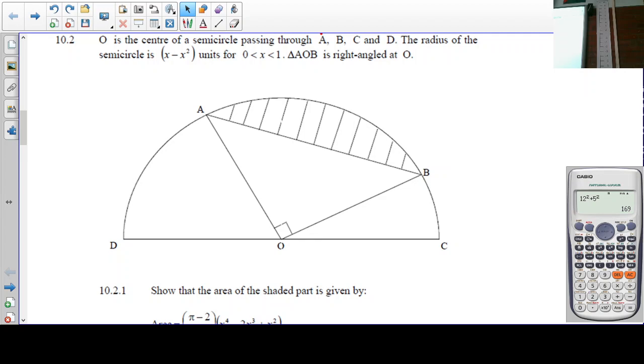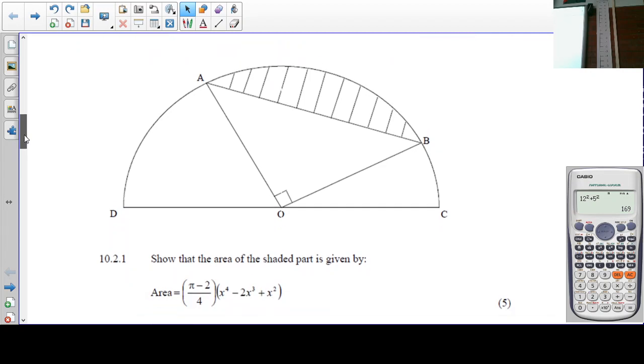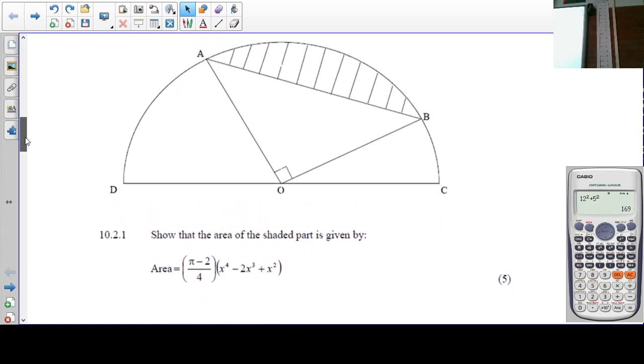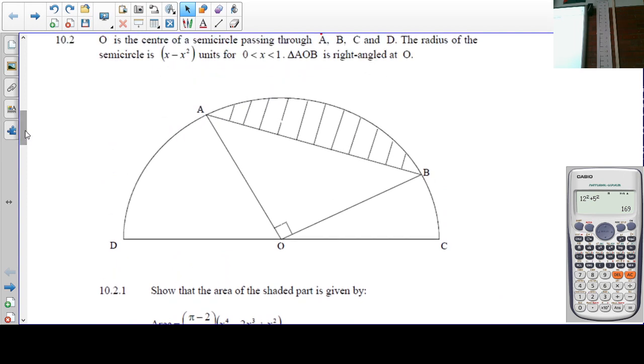We are also told that ABO is a right angle triangle at O. So what can be used in right angle triangles? Pythagoras, the Pythagorean theorem. So this is going to be x minus x squared, that's the length of the radius.